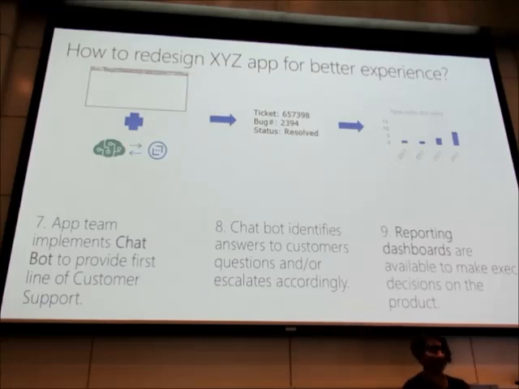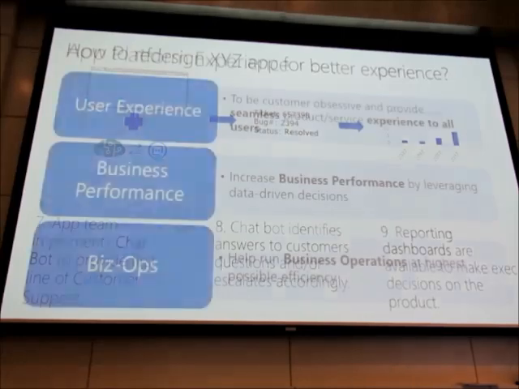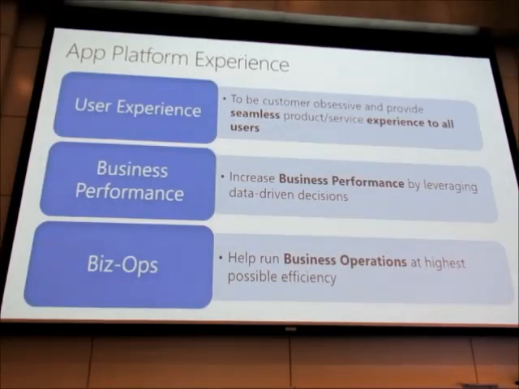Yeah, I understand. Okay. So I will just complete this one and then we'll take a quick break. What are we essentially doing in this scenario? It's nothing but providing an app platform experience. And this can be divided into three different experiences. One is user experience, that's the foremost important. Second is your business performance, and next is business operations. So this is to make sure you are providing a seamless product or service experience to all of the customers.